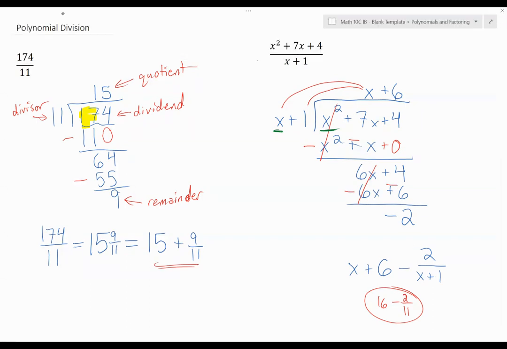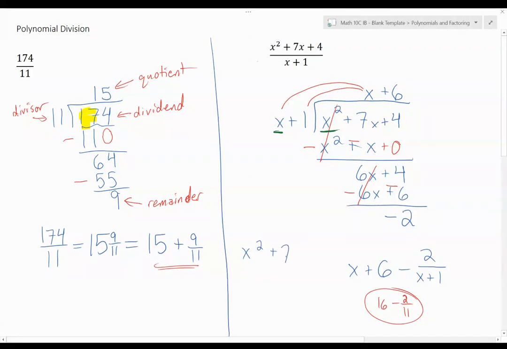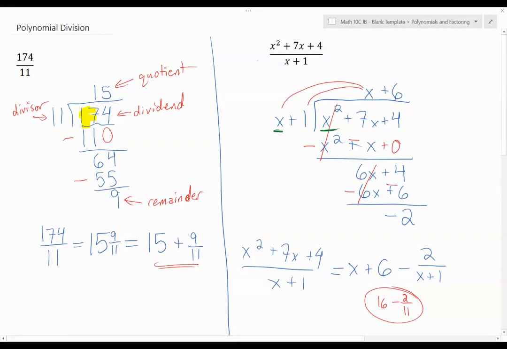So this division, x squared plus 7x plus 4 divided by x plus 1, is equal to x plus 6 minus 2 over x plus 1. This form will be useful for some of the graphing that we want to do later. So being able to divide this polynomial will come in handy when we start wanting to graph functions like this, in calculus especially, but a little bit before we get to calculus.